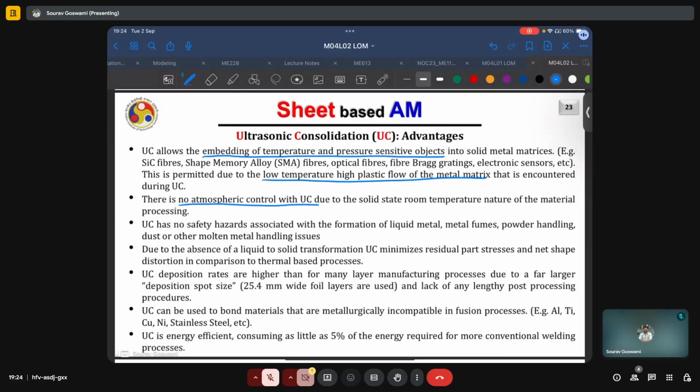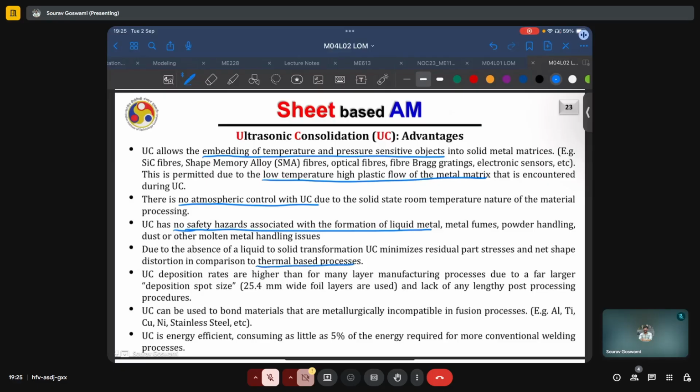There are no particular safety hazards associated with the formation of liquid metal, metal fumes, powder handling, and so on. Further, due to the absence of liquid to solid transformation, ultrasonic consolidation also minimizes the residual part stresses and net shape distortion when compared to fusion-based processes.